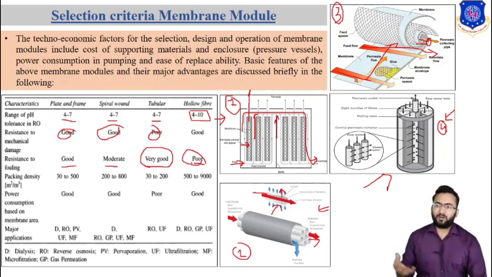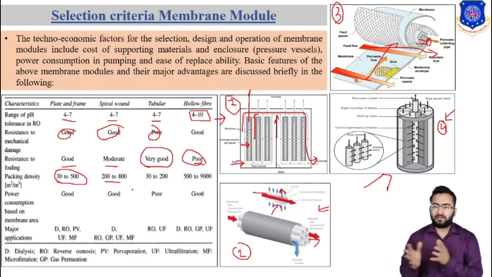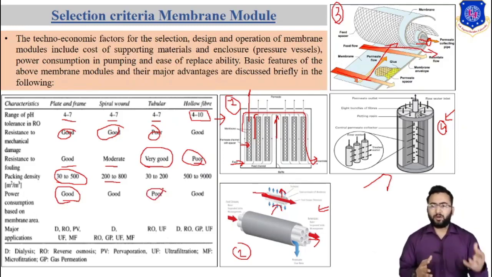Then if we talk about packing density, the packing density in the plate and frame membrane module is 30 to 500 square meter per cubic meter, in spiral wound it is 200 to 800 square meter per cubic meter, in the tubular module it is 30 to 200 square meter per cubic meter, and for the hollow fiber it is 500 to 9000 square meter per cubic meter. Power consumption in the plate and frame membrane module results in good efficiency compared to the tubular module. The tubular module gives very low power efficiency compared to the plate and frame, spiral wound, and hollow fiber membrane modules.